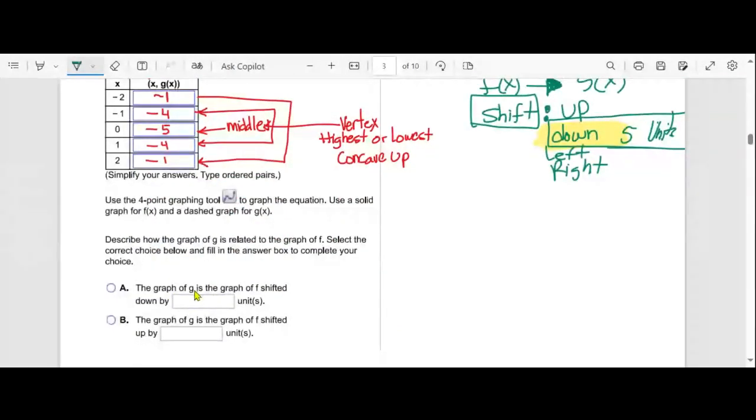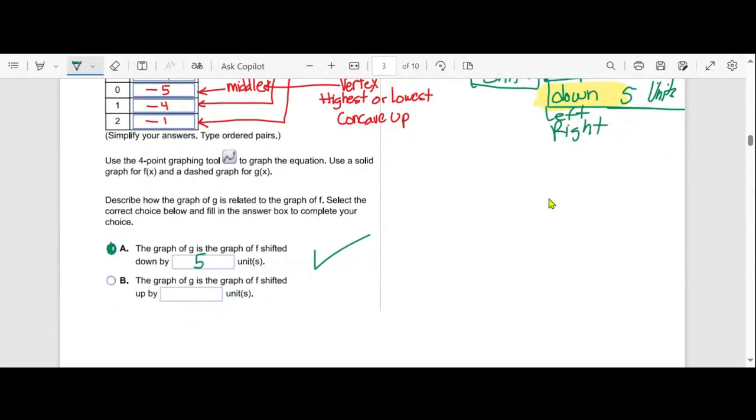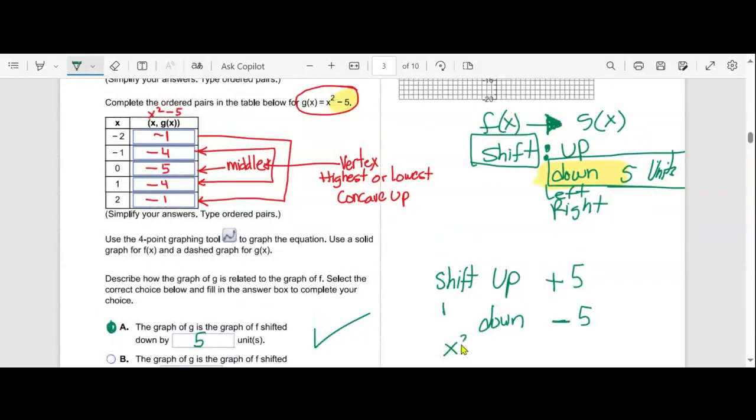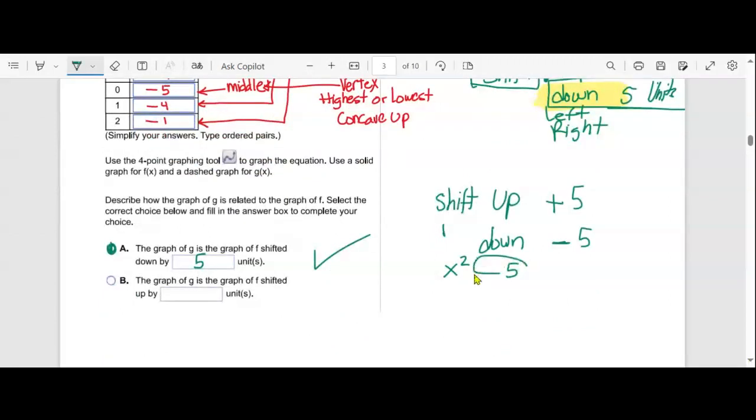So here you're going to say the graph of G is the graph of F shifted down by 5 units. Clear or not clear? Remember, if you shift up, then it's going to be +5. If you shift down, it's going to be -5. What do we have in the problem? It said g of x equals x squared minus 5. So from this -5, you will say it shifts down 5 units.